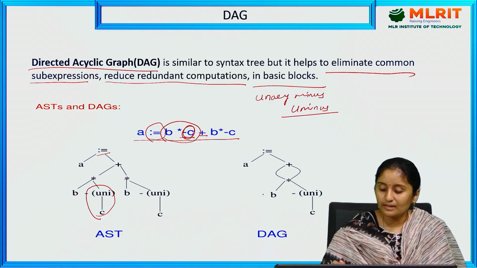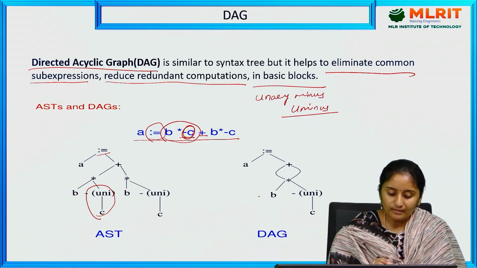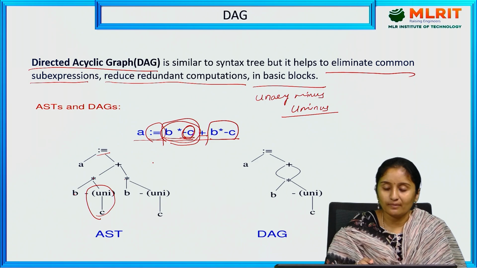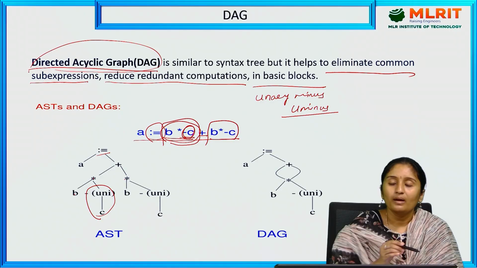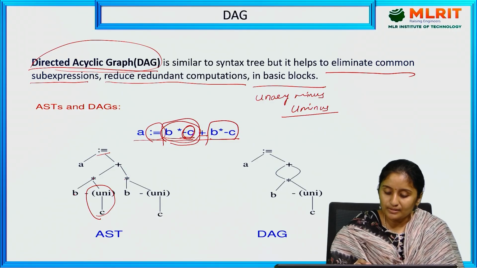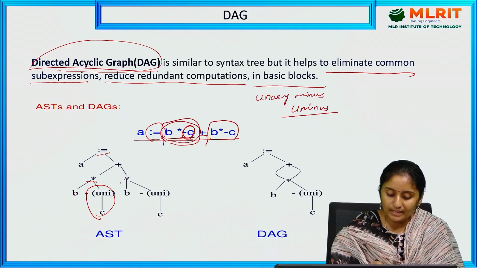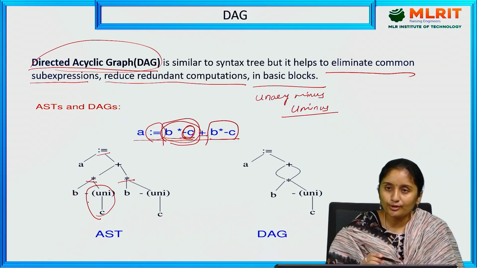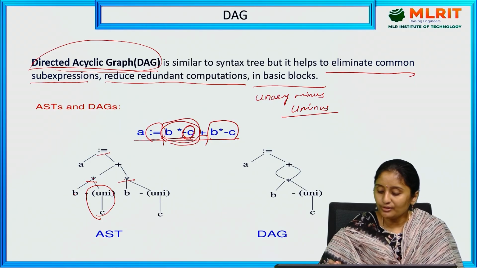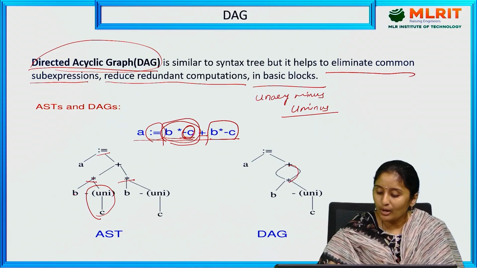Now for this abstract syntax tree, we are going to construct the DAG. See here, I have B into minus C twice. The same thing is repeated twice. Instead of writing it two times, I can write it one time by using this DAG concept. So what I am doing here is A equal to plus operation, and here the multiplication; both are pointing to the same thing, B into minus C. Instead of writing it two times, I write it one time.